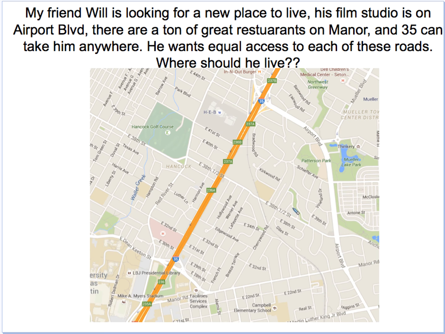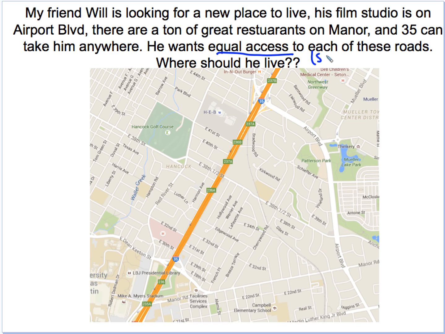So I've got a friend, Will, this is semi-true, who is looking for a new place to live. He already found a new place to live. He actually did pick somewhere close, so this is accurate. But looking for a new place to live. His film studio is on Airport Boulevard right here. There are a ton of great restaurants on Manor, also true. And 35 is just nice because it can take him anywhere. So he wants equal access to each of these roads.